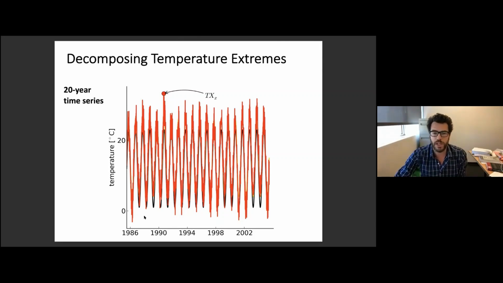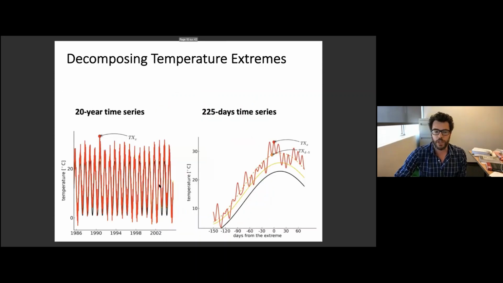And what is clear is that when we evaluate how well, for example, the maximum or extreme temperature happens, it will depend on quite a few things. For example, the value that we obtain here on the top will be a function of how we represent the amplitude of the annual cycle. And even if we now show the same maximum, but a 225-day time series around the maximum, you will see that there is a lot of variability that is not only related to the annual cycle, but comes from other scales.